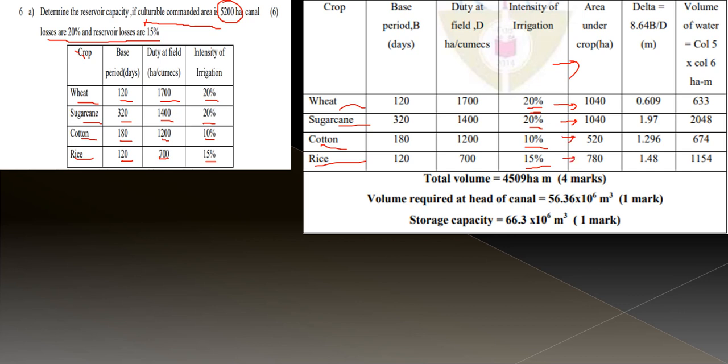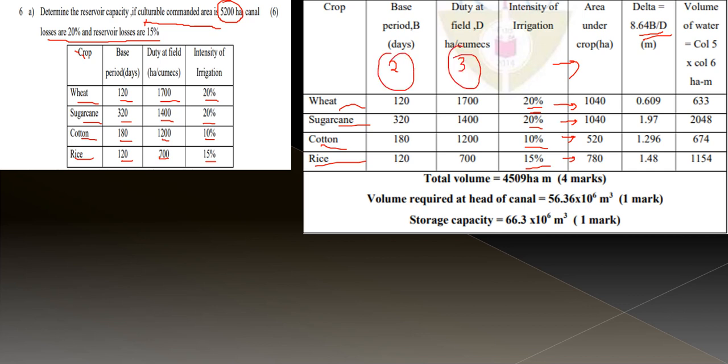Now from that you can find out the delta. Your duty and base period are given. We can find out the delta. This is another method of doing the same problem. So we know delta is equal to 8.64 B by D by your equation. So 8.64 B by D, where B is in the column number 2 and D is in the column number 3.